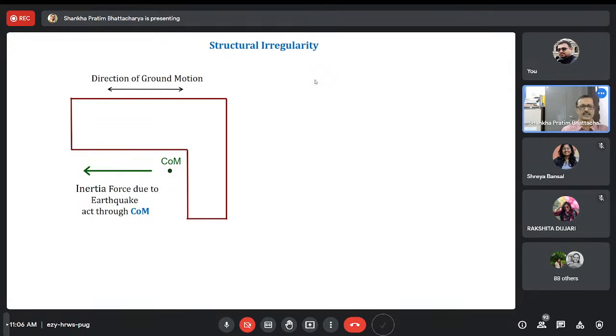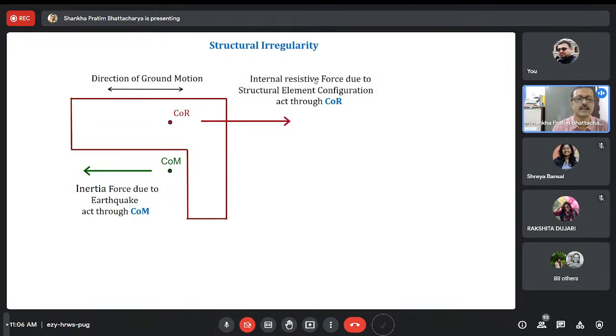It is the CG of the building, the center of mass. From the center of mass, the inertia force of the earthquake will occur, because it is an inertia force. Inertia force will take the path of this center of mass. But the center of resistance will always be inside the building, and the center of resistance will come from the location of the RCC members like beams, columns and shear walls. So the center of resistance will give you the resisting effect.